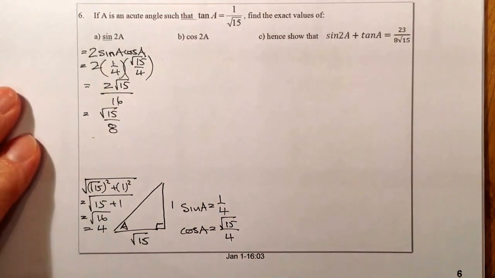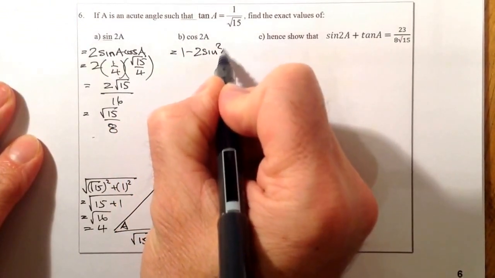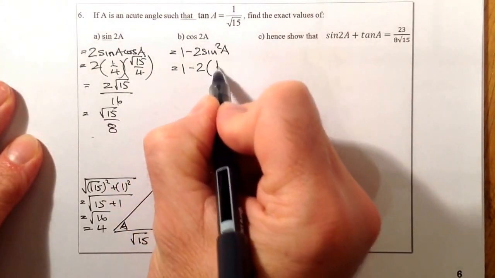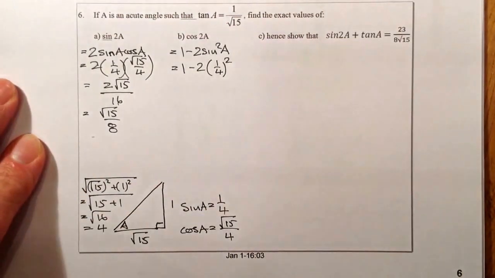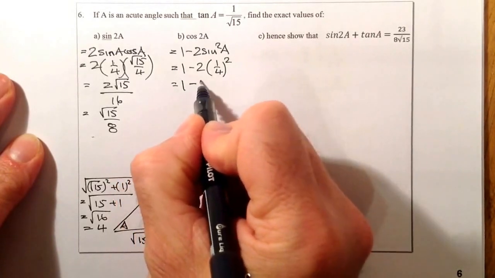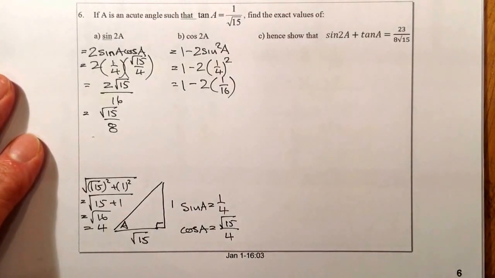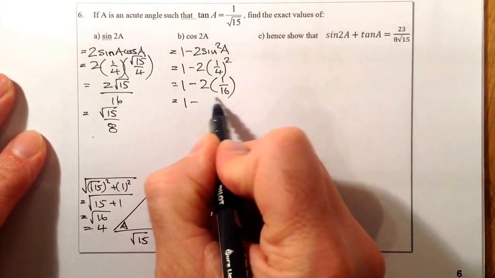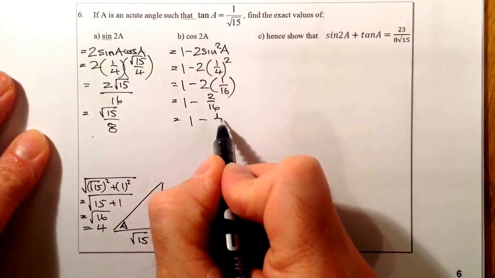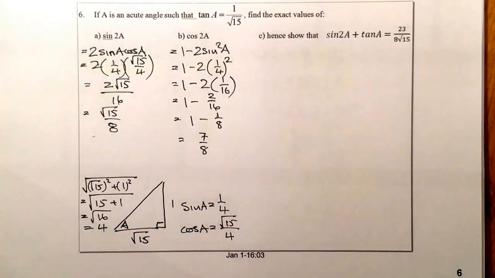Right, so cosine 2a, so again I'm just going to use 1 minus 2 sine squared A. So sine A is a quarter, so it'll be 1 minus 2 times a quarter squared. When I square that out, I've got 1 over 16, square the top, square the bottom. Multiply by the 2, so it'll be 1 minus 2 over 16. I could just simplify that down, so it'll be 1 minus 1 over 8. So that should give me an answer there of 7 over 8 as the simplified fraction.